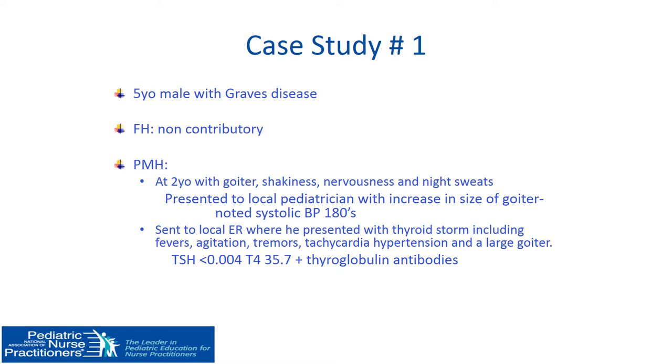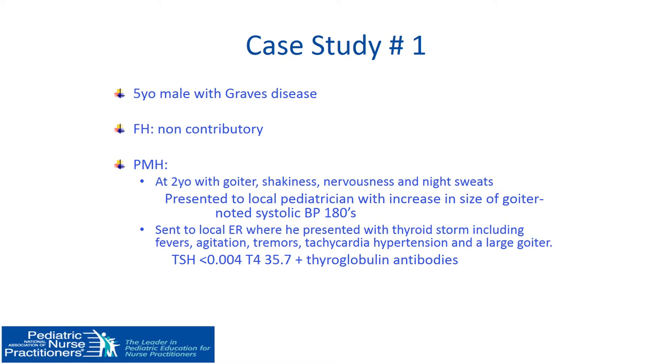So I have a couple of case studies. This first one is a 5-year-old male with Graves' disease. Family history is non-contributory. At 2 years old, he developed a goiter. He had shakiness, nervousness, night sweats. After the goiter became larger, he presented to his local pediatrician.